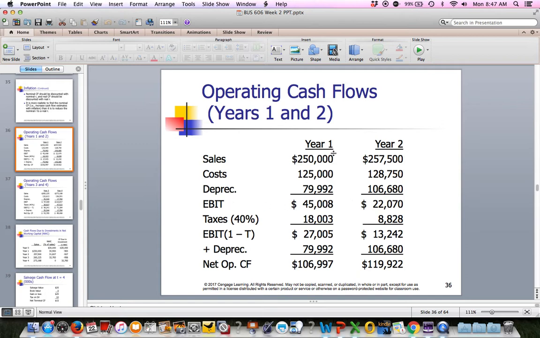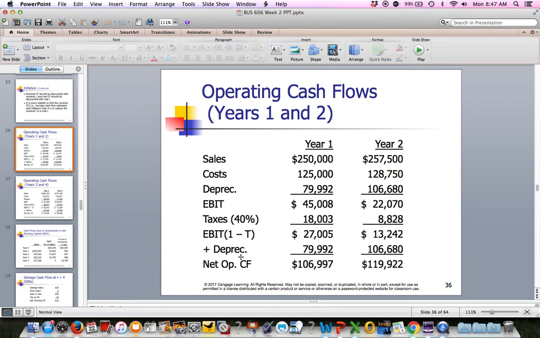So essentially your sales minus your expenses, both cost of goods sold and depreciation, is your EBIT. Then you subtract tax, which is 40%. So 40% of 45,008 is 18,003. That gets you down to your EBIT times 1 minus T, your EBIT basically after tax and before interest, and in this example we don't have interest. Then you add back depreciation to get down to your net operating cash flow.